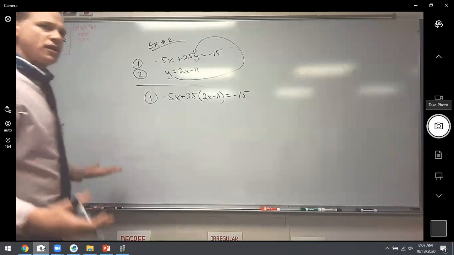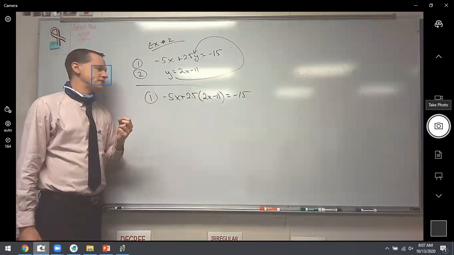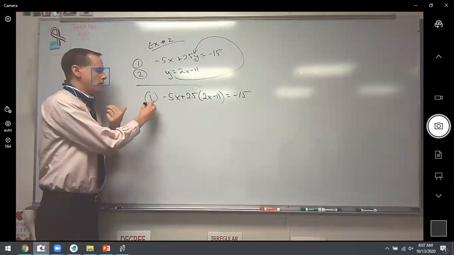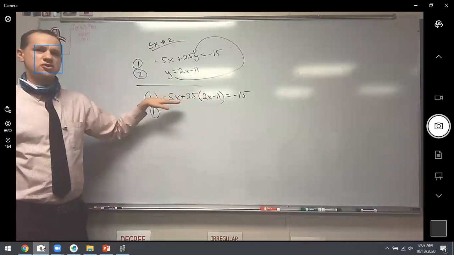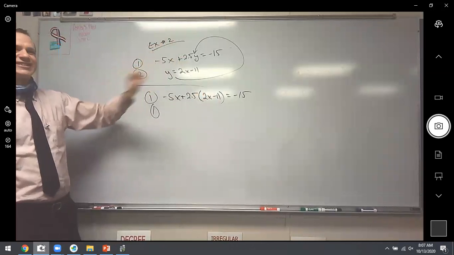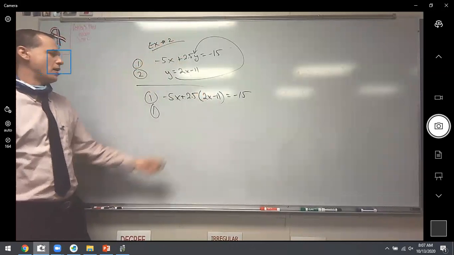It's going to be tedious. We're going to have to distribute the 2.5 in and see what happens, but we'll get there. Notice again that now we have one equation with one variable. So every time you do a substitution, it gets simpler. Your life is easier. All right, here we go.